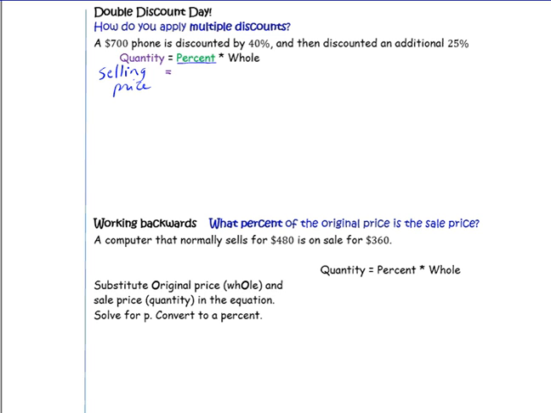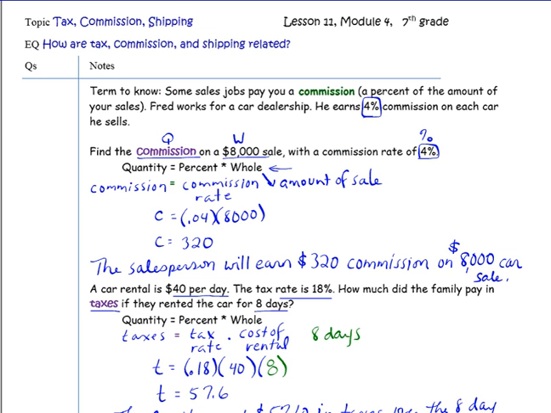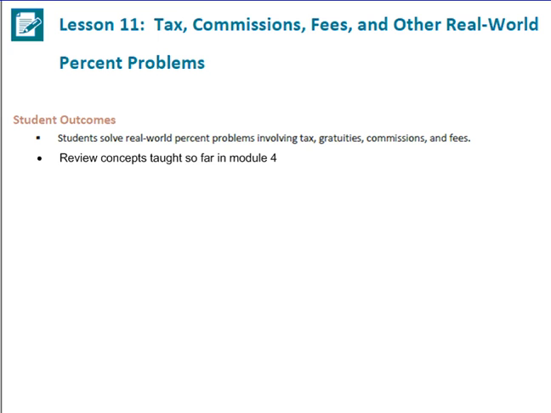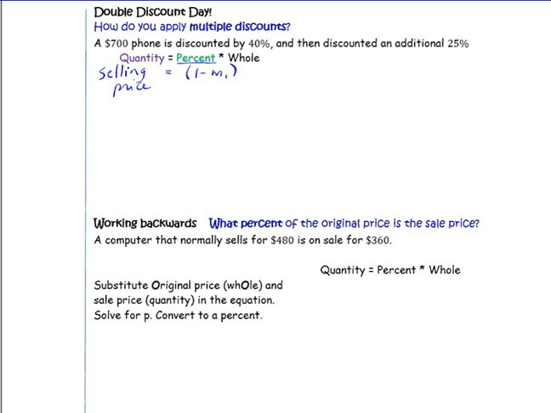So since this is being discounted, that means that you have to subtract it from 100. So for our first discount, and remember that one's going to be 1 minus M sub 1, that is going to be the first discount. Then you multiply that. Oops, I lost my page. Hold on a second here. All right, I've got my page back. So that's the first discount. Then the second discount is 1 minus M sub 2. Then you multiply that by the whole. And the whole, in this case, is the original amount.